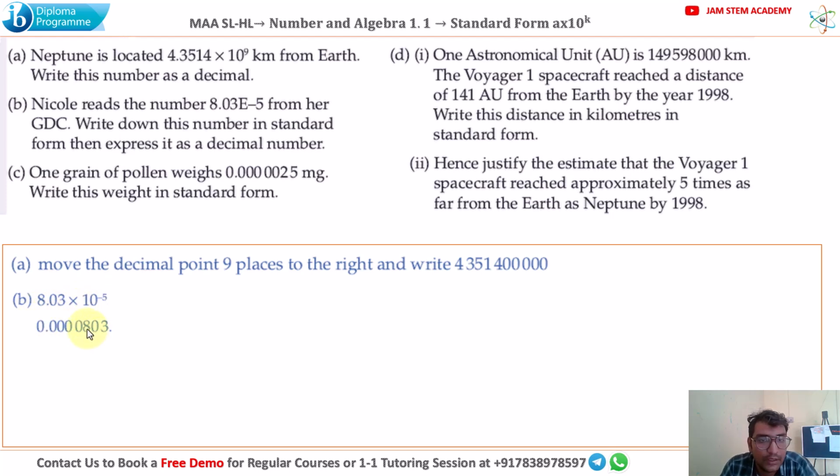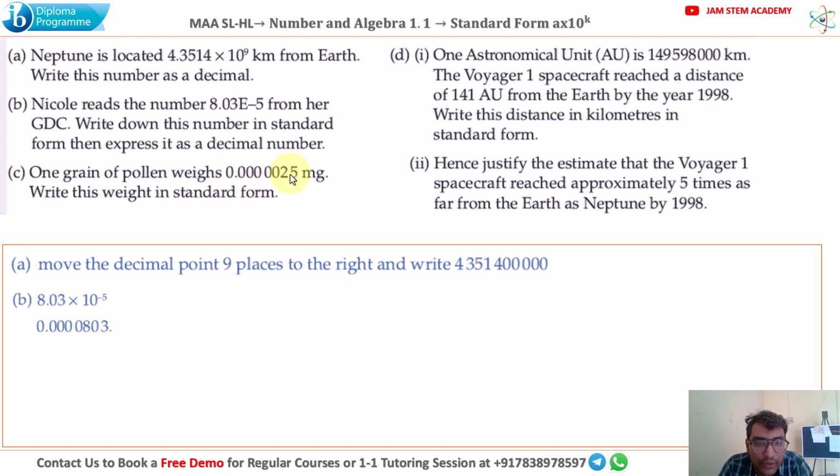Next one. It says 1 grain of pollen weighs this much in milligrams. Now write the standard form. So what are you doing? You can pause the video and try this question by yourself also. Okay. So we have 2, 4, 5, and 5 zeros over here. And we have to write it in standard form.